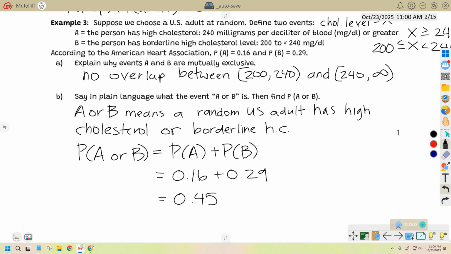Or means add. We need that in our brain because there really are only two probability rules when it comes to finding compound events like this. Or means add, and means multiply. We're going to see that next one next week. Or means add, and means multiply. Good. Try the next one.